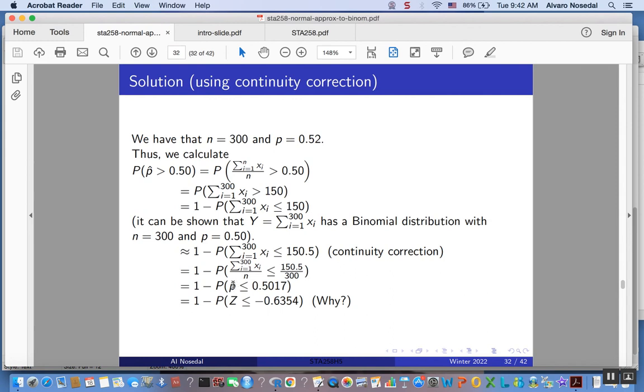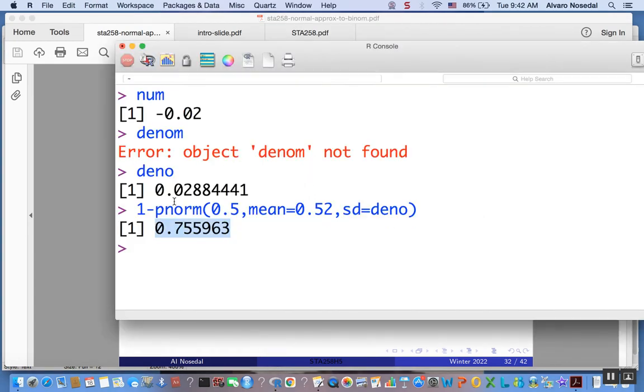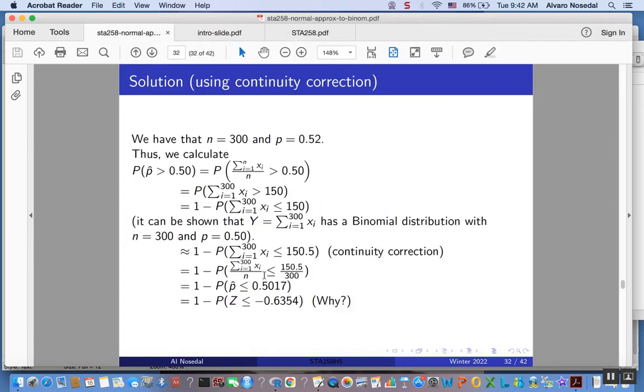What's the mean of p hat? It's going to be p, 0.52. What's the standard deviation of p hat? 0.0288, and so on, right? And you standardize, turn it into a normal, right? And either use your table or R.